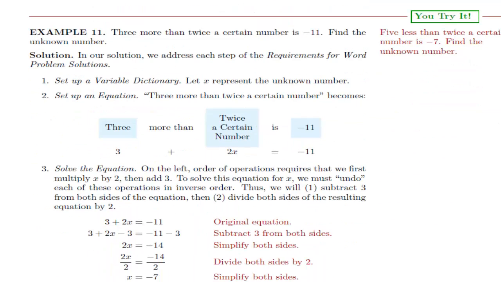Example 11. 3 more than twice a certain number is negative 11. Find the unknown number. Solution. In our solution, we address each step of the requirements for word problem solutions. Set up a variable dictionary first. Let x represent the unknown number. Set up an equation. 3 more than twice a certain number becomes 3 plus 2x equals negative 11.